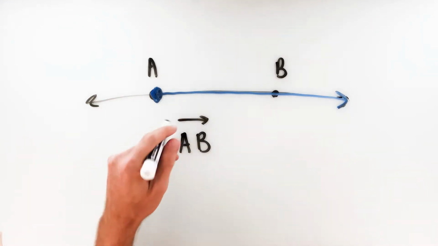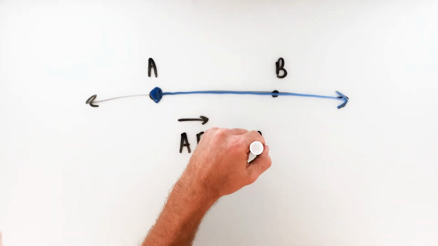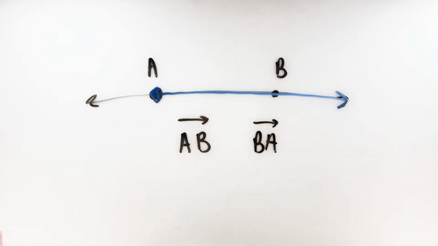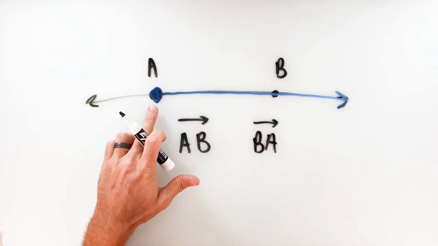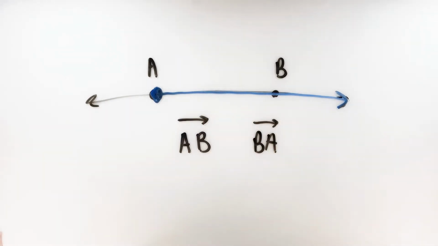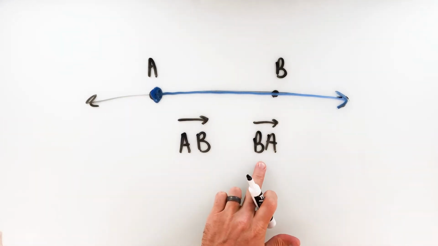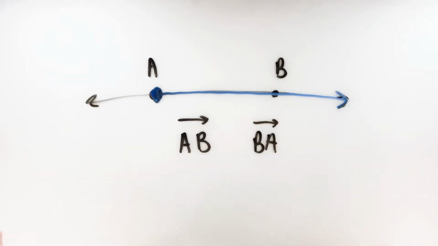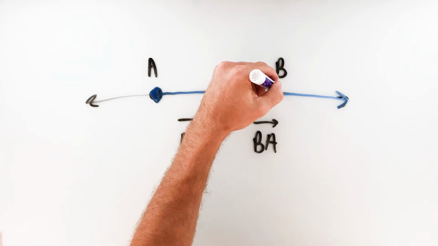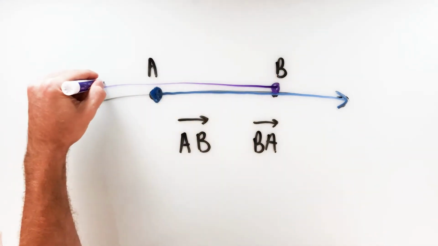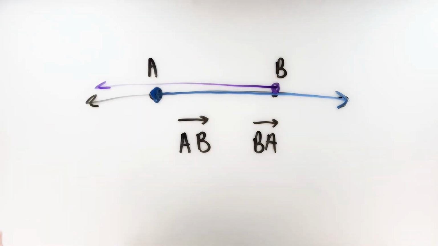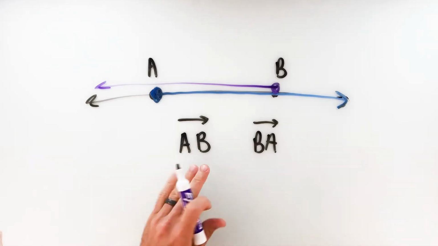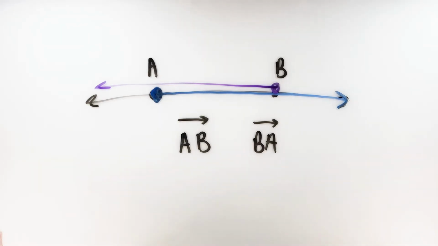And the question is, is ray AB the same as ray BA? In this case, the answer is no, it's not, because ray AB starts at point A and goes forever in the direction of B. Ray BA starts at B and goes forever in the direction of A. So ray BA would actually start here at point B and then go on forever this direction. So I can't flip around the notation in a ray.